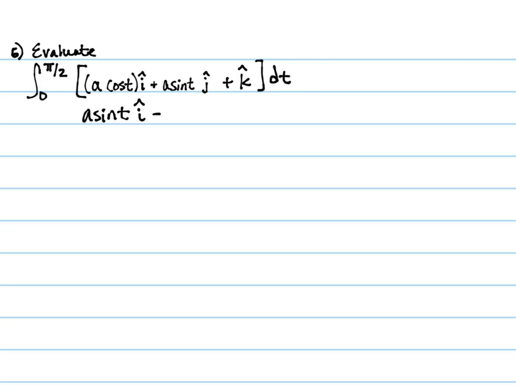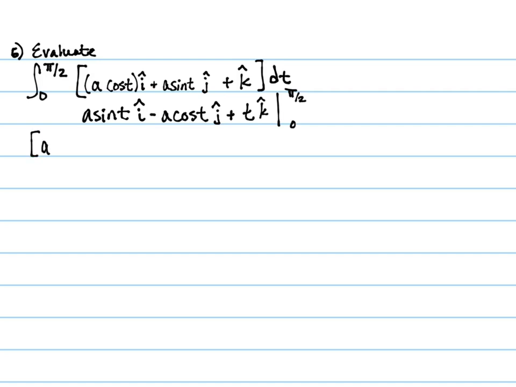How about the antiderivative of a sine t? Negative a cosine t, j. And then the antiderivative of k, t k. So it's not really the antiderivative of k, but the antiderivative of 1. So t k. And we're evaluating at pi halves down to 0. So when I evaluate this at pi halves, I'll just do it component-wise.